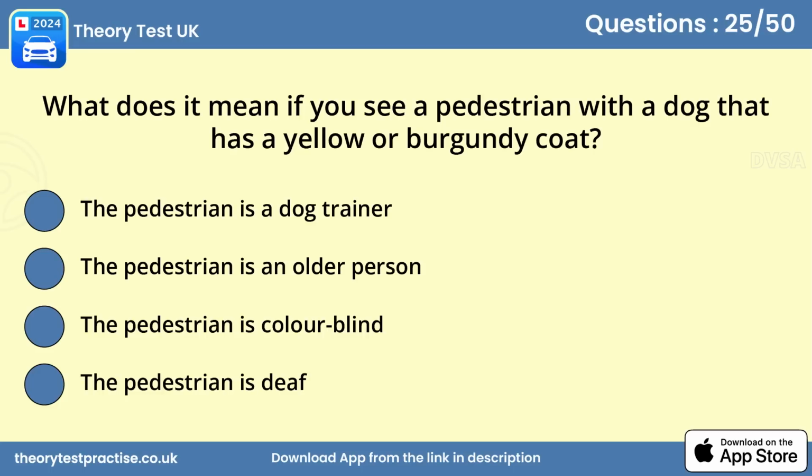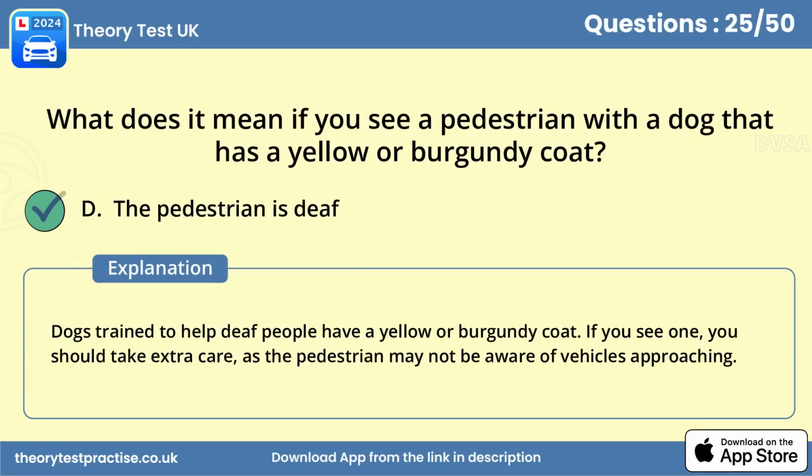Question 25. What does it mean if you see a pedestrian with a dog that has a yellow or burgundy coat? D. The pedestrian is deaf. Dogs trained to help deaf people have a yellow or burgundy coat. If you see one, you should take extra care, as the pedestrian may not be aware of vehicles approaching.